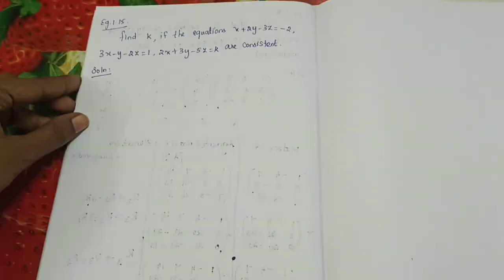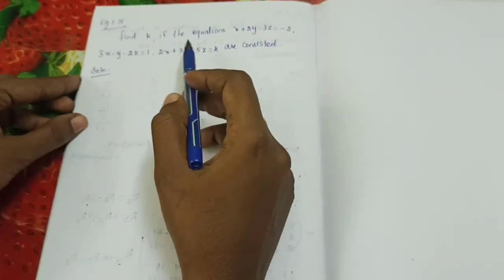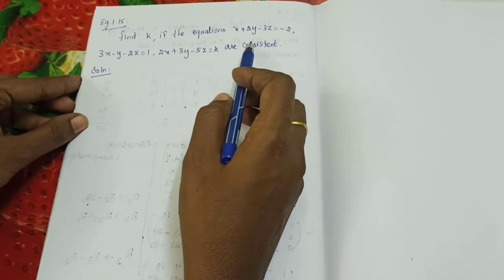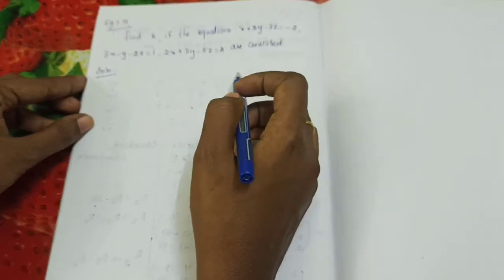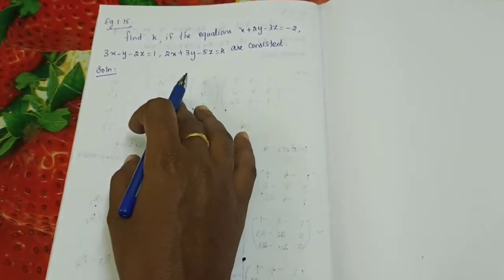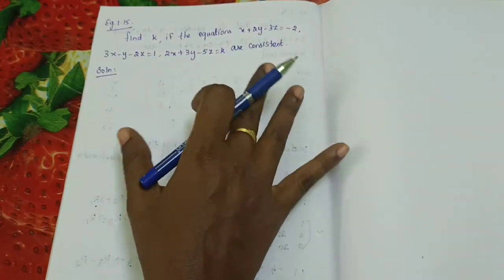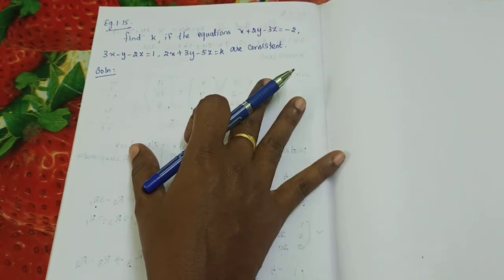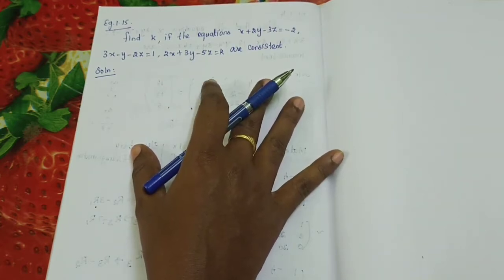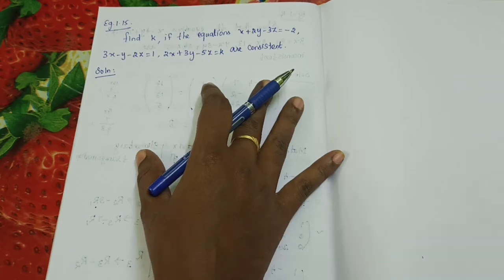Example 1.1. I am reading the question. Find k if the three given equations are consistent. You need to find the value of k. That's the thing. Here they have not asked to solve. If they asked to solve, you would need to find the solution, that means the x, y and z values. Here there is no need to find the solution. Understand? Only if you find the value of k, it's enough.